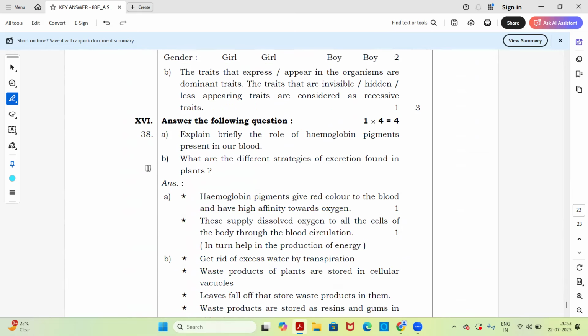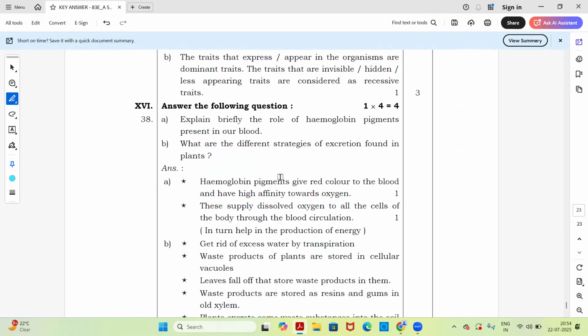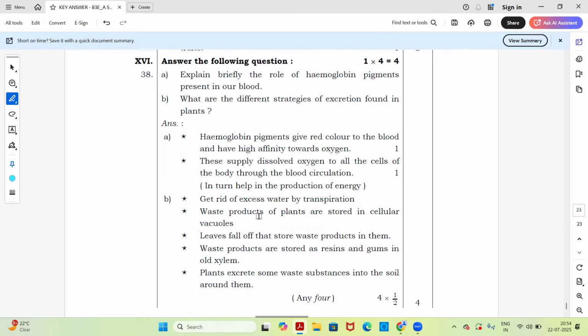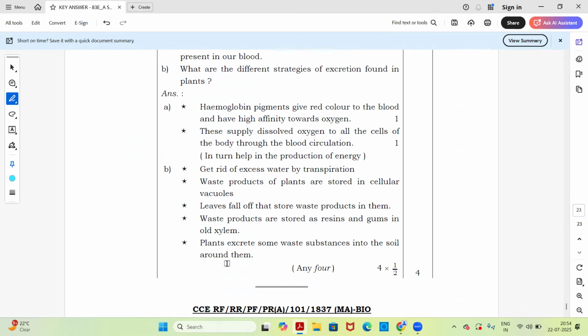Moving to the next question, you have again two sub questions here, A and B. Explain briefly the role of hemoglobin pigments present in our blood. Then question B, what are the different strategies of excretion found in plants? So the first answer for the hemoglobin pigments is given here, and the B answer, different strategies for excretion, is given here. Any four can be written.